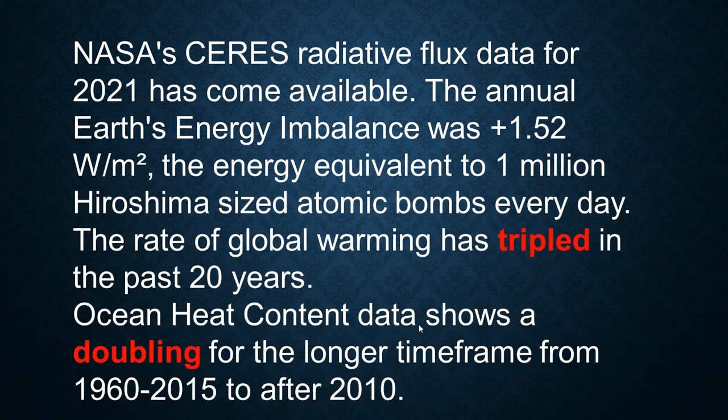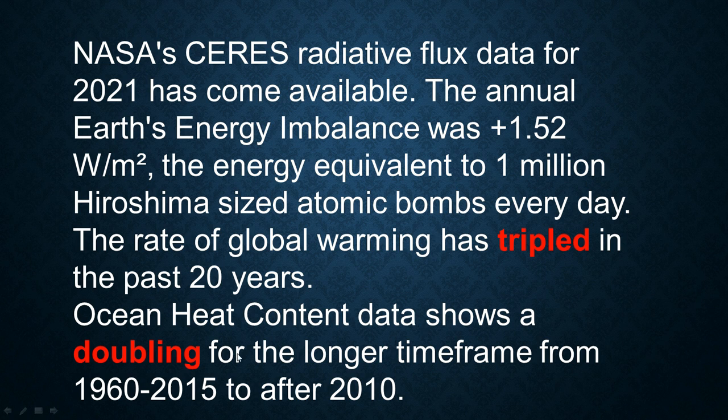Okay, now we're going to look at Earth's energy imbalance, EEI. NASA's CERES radiative flux data for 2021 has come available. The annual Earth's energy imbalance was positive 1.52 watts per square meter. The energy equivalent to 1 million Hiroshima-sized atomic bombs every day.